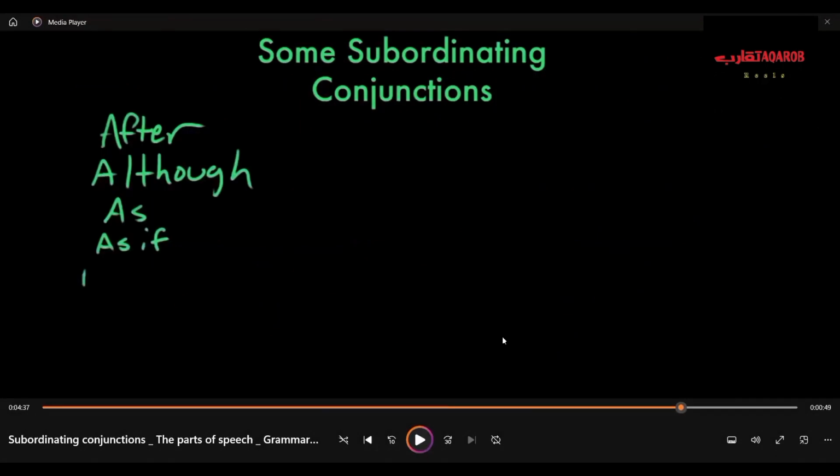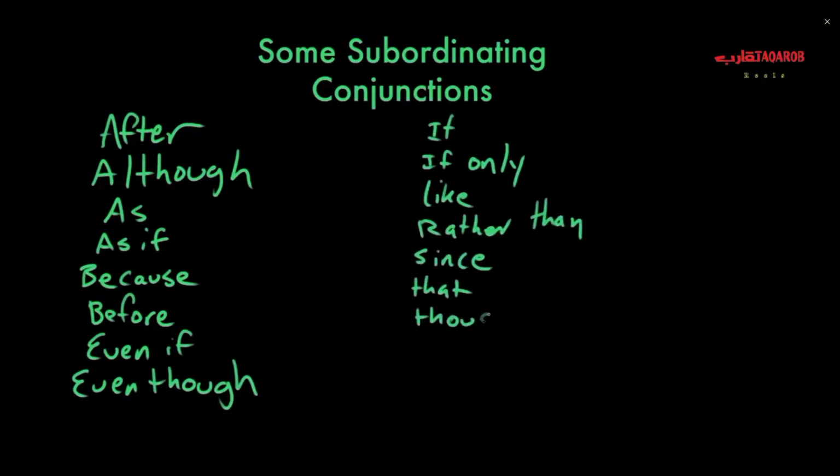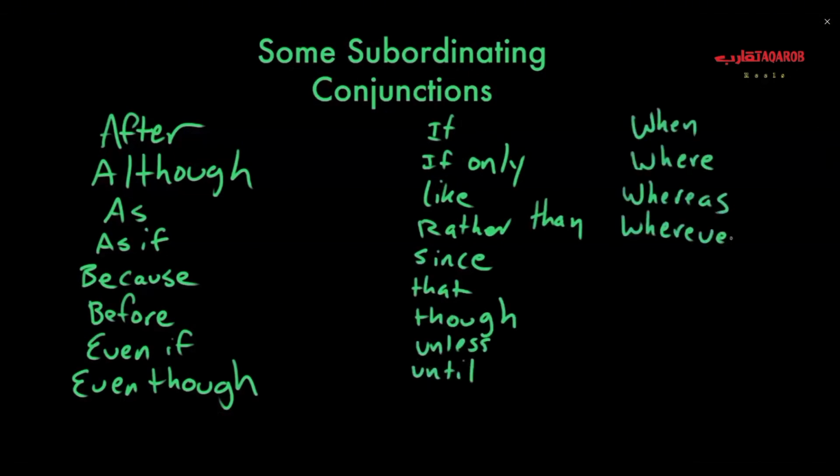After, although, as if, because, before, even if, even though, if only, like, rather than, since, that, though, unless, until, when, where, whereas, wherever, whether, which, and while. All of these words have the power to unite independent and dependent clauses.